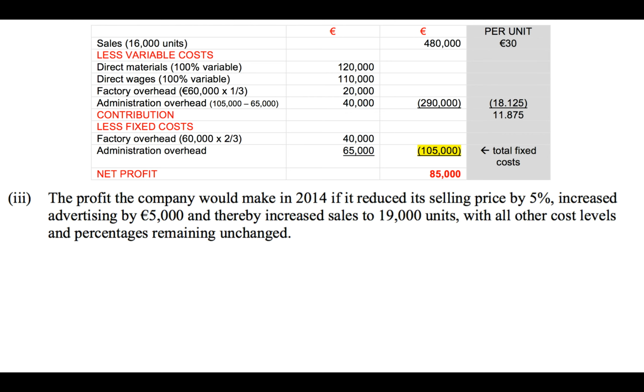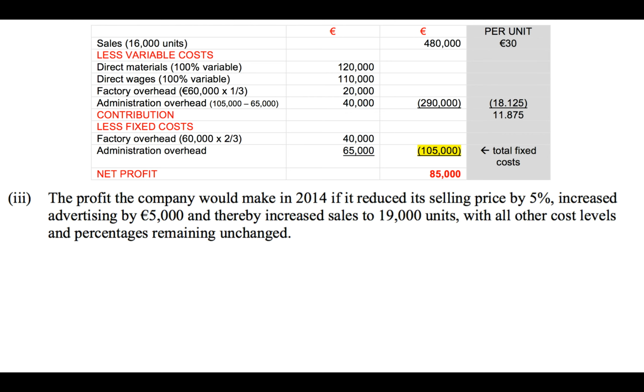Okay, so back to question number 3. What would the profit be that the company would make in 2014 if it reduced its selling price by 5%, increased advertising by 5,000, and thereby increased sales to 19,000 units, with all other cost levels and percentages remaining unchanged?